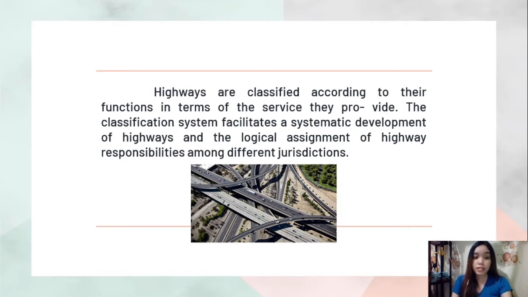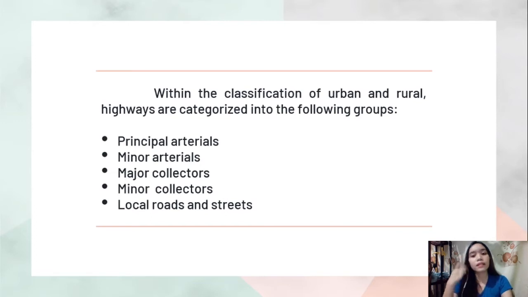Highways and streets are categorized as rural and urban roads depending on the area in which they are located. The initial classification is necessary because urban and rural areas have significantly different characteristics with respect to the type of land use and population density, which in turn influences travel patterns. Within the classification of urban and rural, highways are categorized into the following groups. The first one is the principal arterials, then major collectors, minor collectors, local roads, and streets.